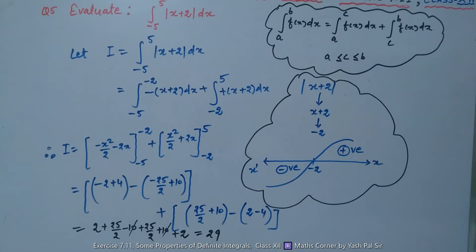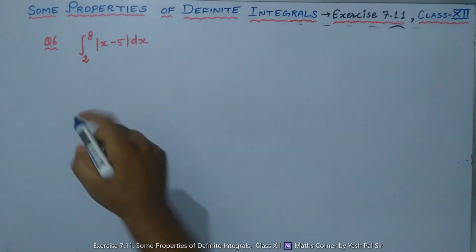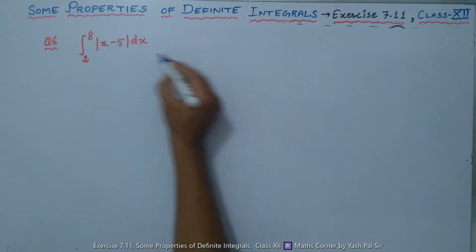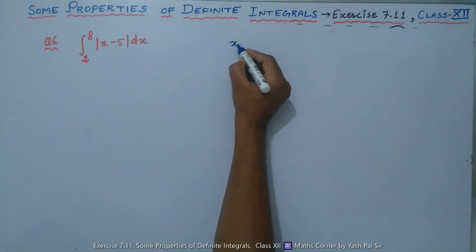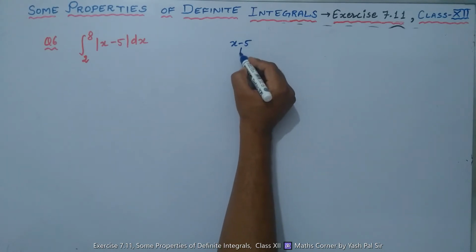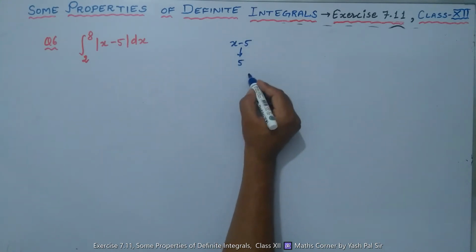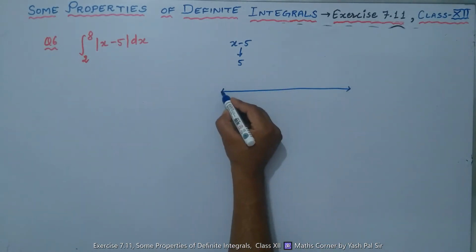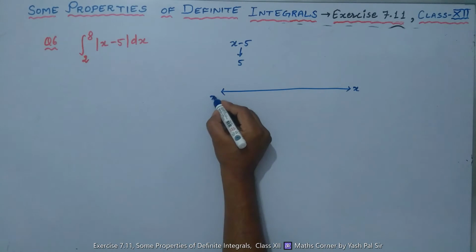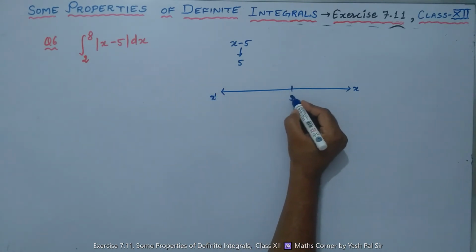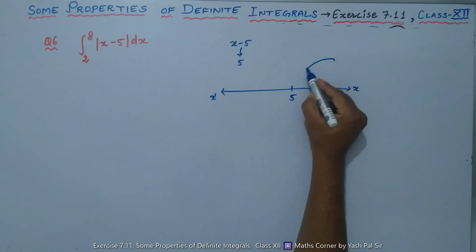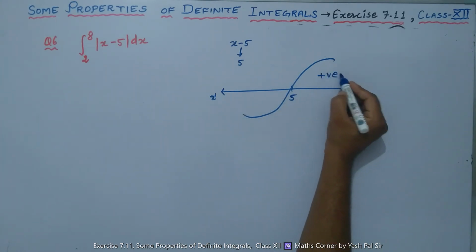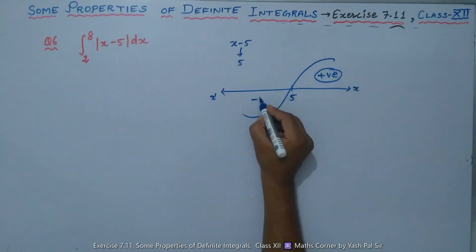Now our next question is question number 6, limit 2 to 8 mod of x minus 5. Again the question of mod. So x minus 5, from here the 0 we have 5. So what is the number line? This is the number line, x-axis. So this is somewhere 5. So graph will be like this, positive side, then this is negative.